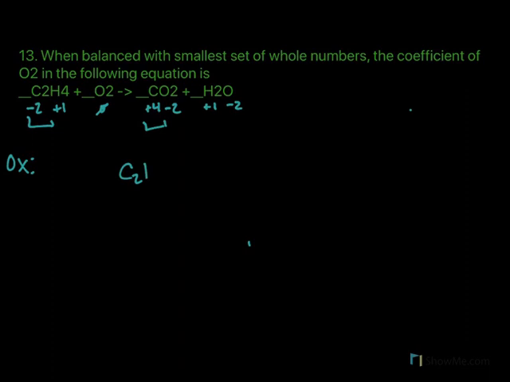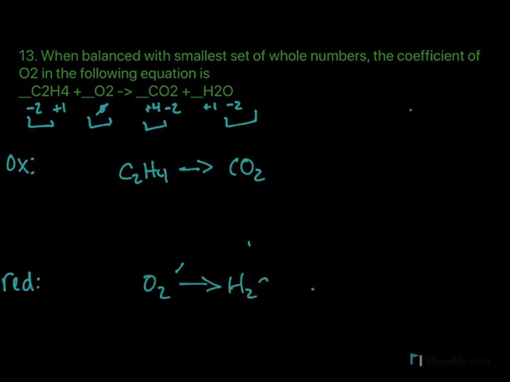So we've got C2H4 to CO2. And oxygen is gaining some electrons. So we've got oxygen, and that turns to water. So now we can start to balance this equation.